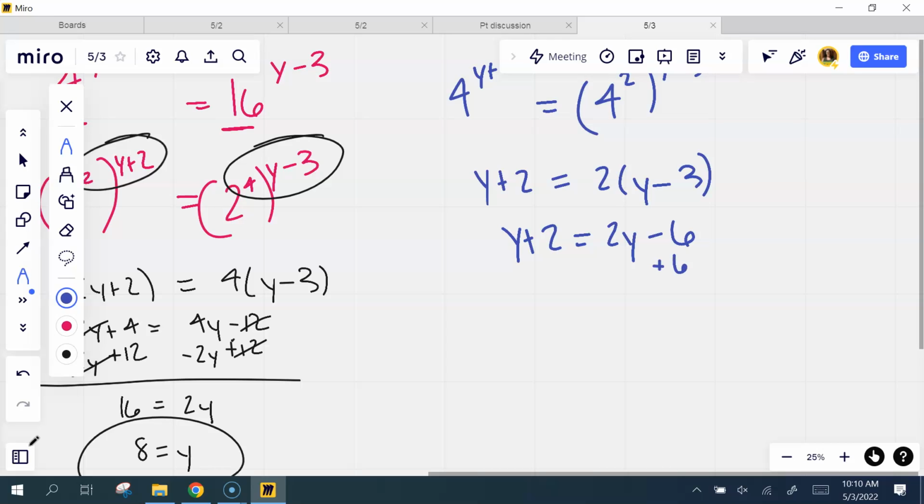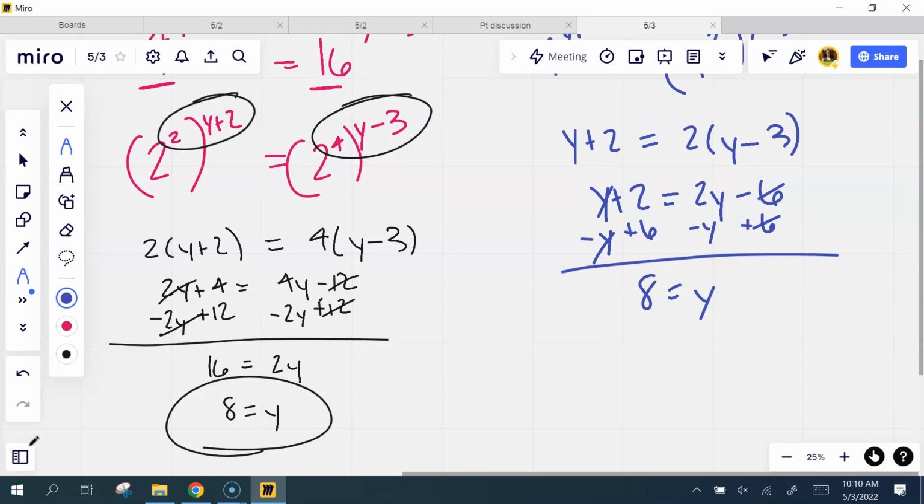I could add 6 and subtract y. Still getting the same thing.